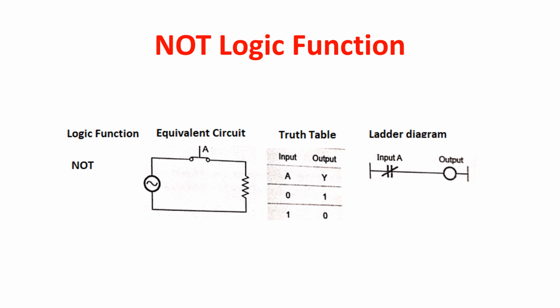The NOT logic function, its equivalent circuit, truth table, and ladder diagram are indicated here. When the input is 0, the output is 1 for the NOT logic function. The output is 0 when the input is 1. It is indicated in the truth table. The ladder diagram for the NOT logic function is indicated here.